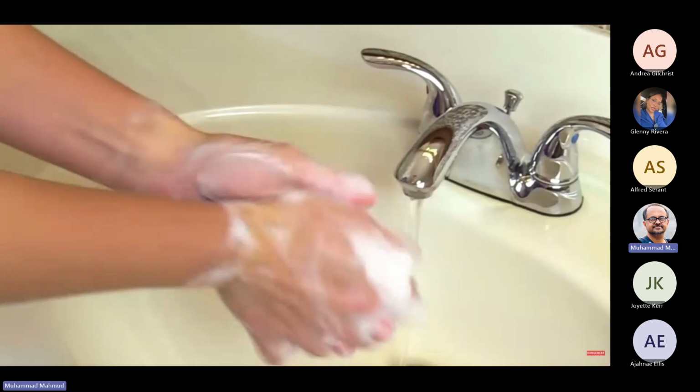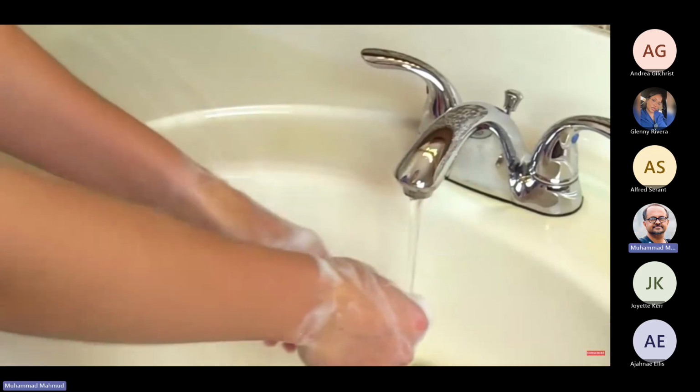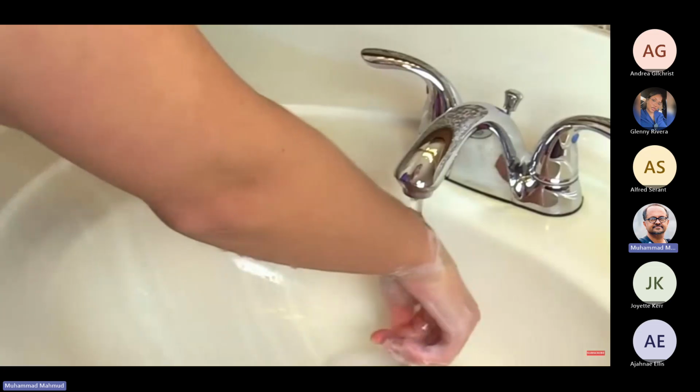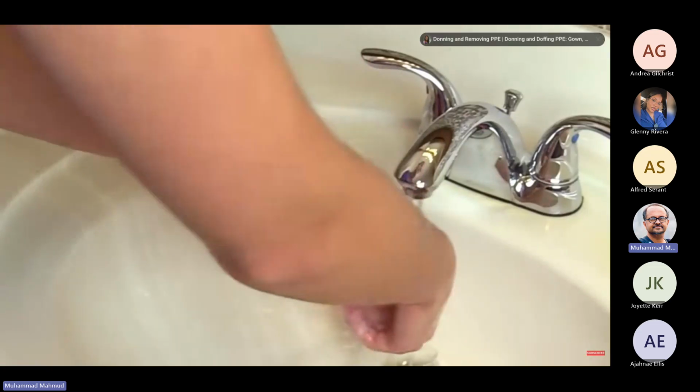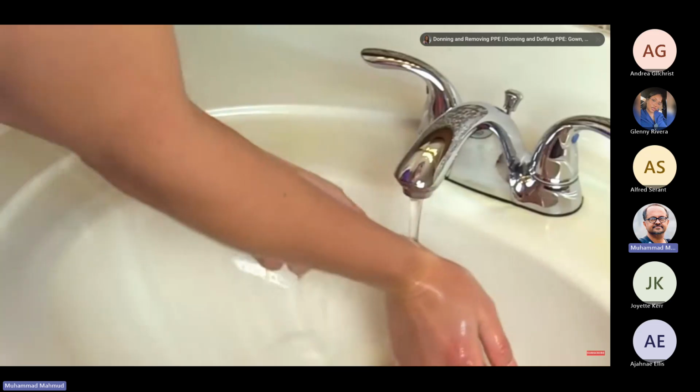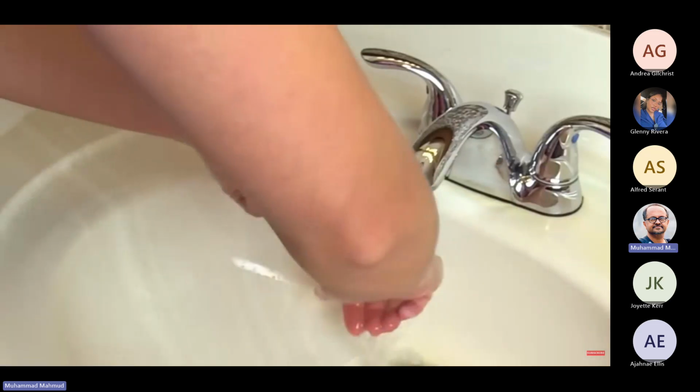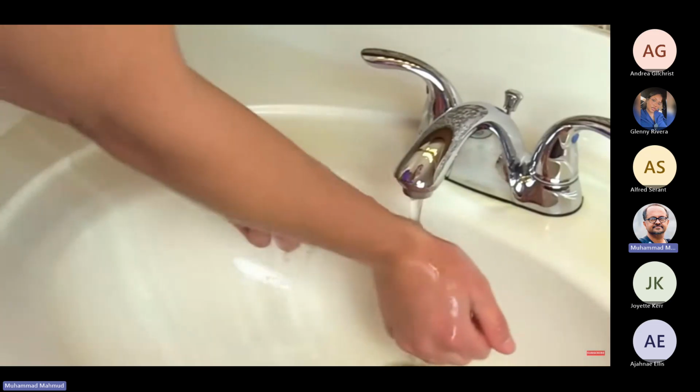Now we are ready to rinse the soap off. So we're just going to put our hands underneath the water and let the water go downward. We don't want it to go upward. Rinsing all of the soap off from the wrist down to the fingertips.